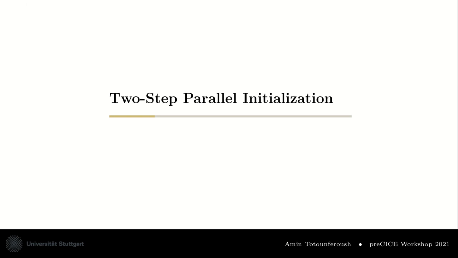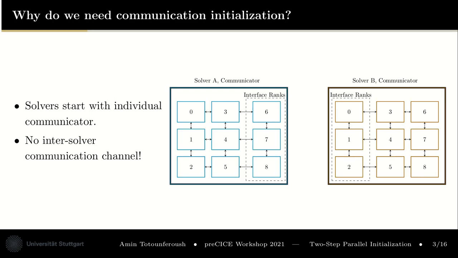Okay, let's come to initialization of the communication. The first question is, why do we need communication initialization? The reason is that in the partitioned approach, different solvers are run by executing an independent MPI run command. This means that, for example, if you have two solvers, solver A and solver B, as you can see in this example, we execute MPI run command once for solver A and once again for solver B. MPI run command pins a set of MPI processors to each solver.